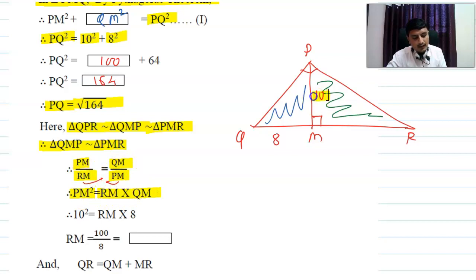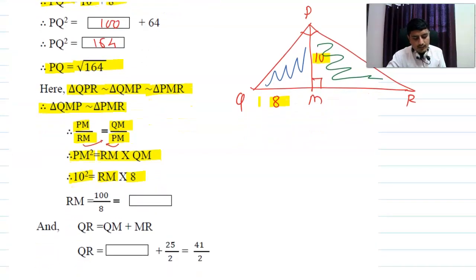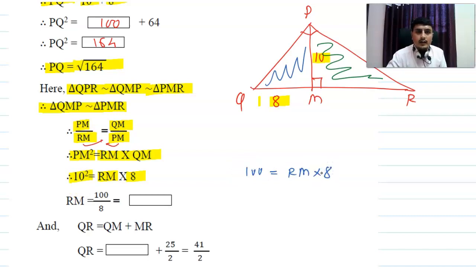The value of PM is given as 10, so 10 square equals RM into the value of QM, which is 8. So 10 square becomes 100, equals RM into 8. Now our target is to find firstly the value of RM. So shift 8 from RHS to LHS. After interchanging, RM equals 100 divided by 8. 4 twos are 8 and 25 fours are 100, so the value of RM is 25 divided by 2.